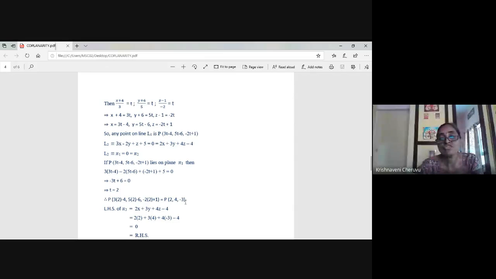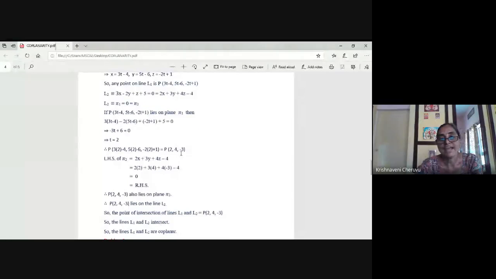Now I have to see whether this also satisfies the second plane of line L2, because the t value was obtained from one of the planes, from which you got the point on line L1. I'm going to check whether this point P also lies on the second plane of line L2. For that, I took the LHS of the second plane, 2x plus 3y plus 4z minus 4, and I substituted x is 2, y is 4, z is minus 3, and I got 0. It means the point P (2, 4, minus 3) satisfies the second plane of line L2.